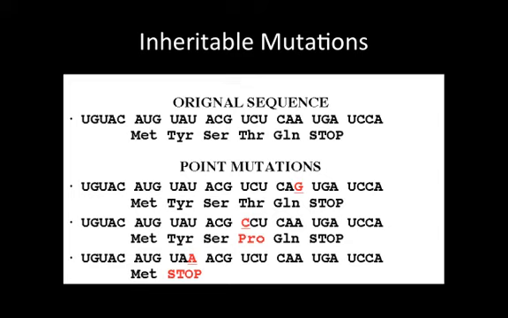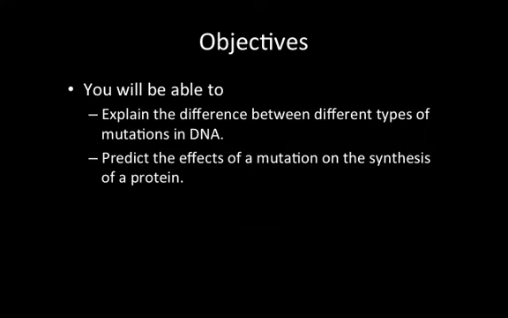Additionally, we could even change something more dramatic. For example, that second code, UAU, could be changed to UAA. So instead of tyrosine, it codes for a stop codon. So it would stop reading the sequence, and all the amino acids afterwards wouldn't get read. So you can see that some mutations can be and are more harmful than others. Hopefully you understand a little bit about the difference between the different types of mutations in DNA, and you're able to predict the effects of a mutation, whether frameshift or point mutation, on the synthesis of a protein.